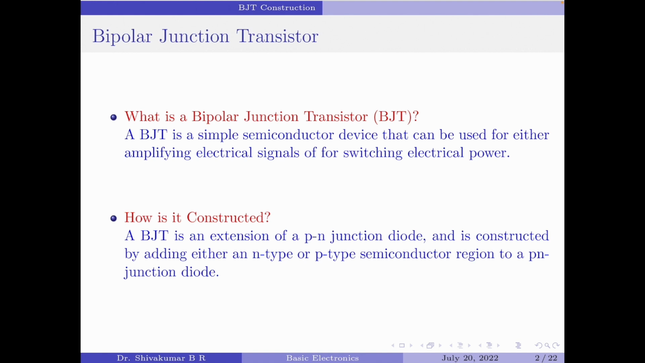So the next important question is, how is it constructed? A BJT can be said as an extension of a PN junction diode and is constructed by adding either an N-type or P-type semiconductor region to a PN junction diode.